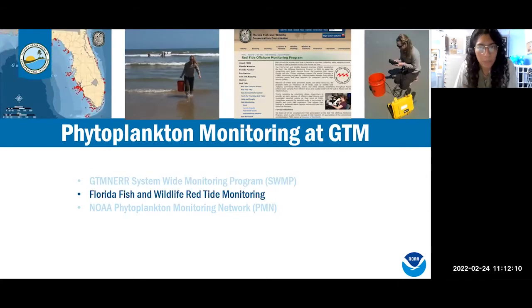We also have another program that is led by GTM volunteers and linked with FWC, and that is our red tide monitoring. So we have volunteers that go out once a month and grab water samples, and then test it for some of those water quality parameters that we've heard about. And then they package the samples and send them off to FWC, where they do counts for specific harmful species that they're trying to keep an eye out for.